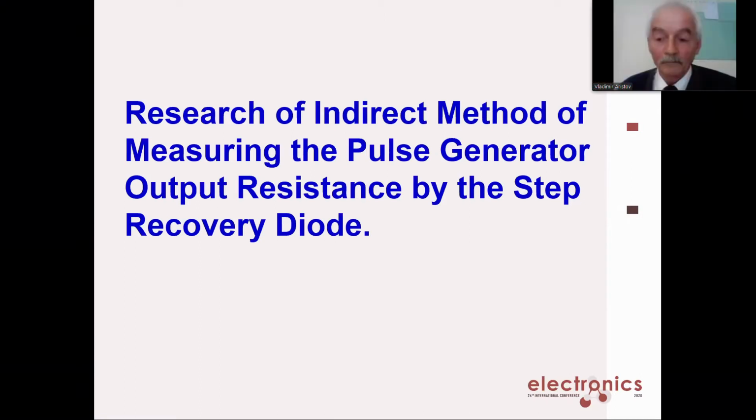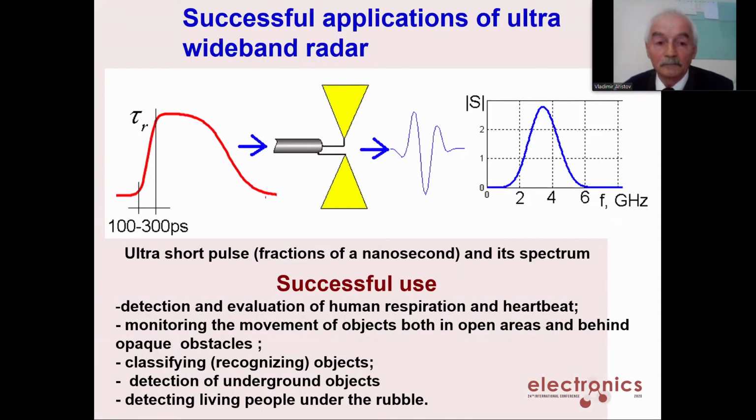Research of indirect method of measuring the pulse generator output resistance by the step recovery diode. Broadband pulse radar is widely used in areas such as detection and evaluation of human respiration and heartbeat, monitoring the movement of objects both in open areas and behind opaque obstacles, detection of underground objects, and detecting living people under the rubble. The key element of the radar is a pulse generator. The operating frequencies are several gigahertz.